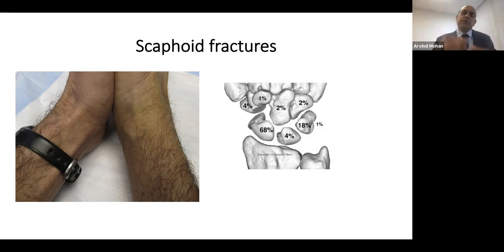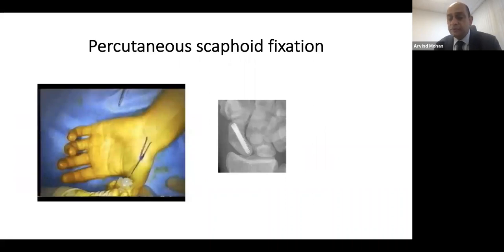And if any of those things is positive, roughly if 2 to 3 out of those 4 which I've mentioned are positive, then there's a high index of suspicion for a scaphoid fracture. And those are the ones that need to be referred for proper imaging so that we don't miss any scaphoid fractures, because if we do, then there is a higher risk of developing what is known as a SNAC wrist, or scaphoid non-union advanced collapse.